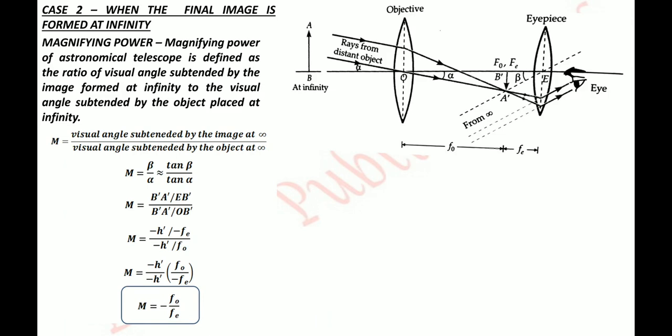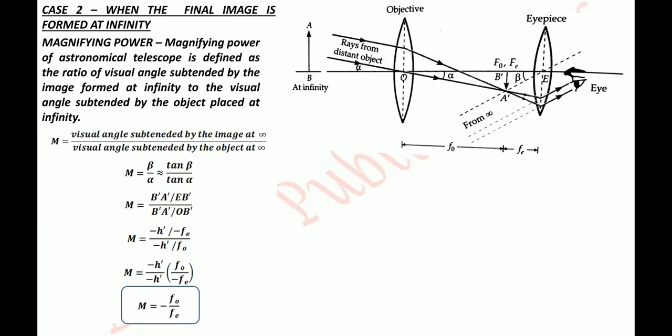This case is also asked for normal adjustment or relaxed condition of eye. So you have to be very careful while writing the answer, because you have to see which case is being asked in the board examination, whether the final image is at capital D or the final image is at infinity.